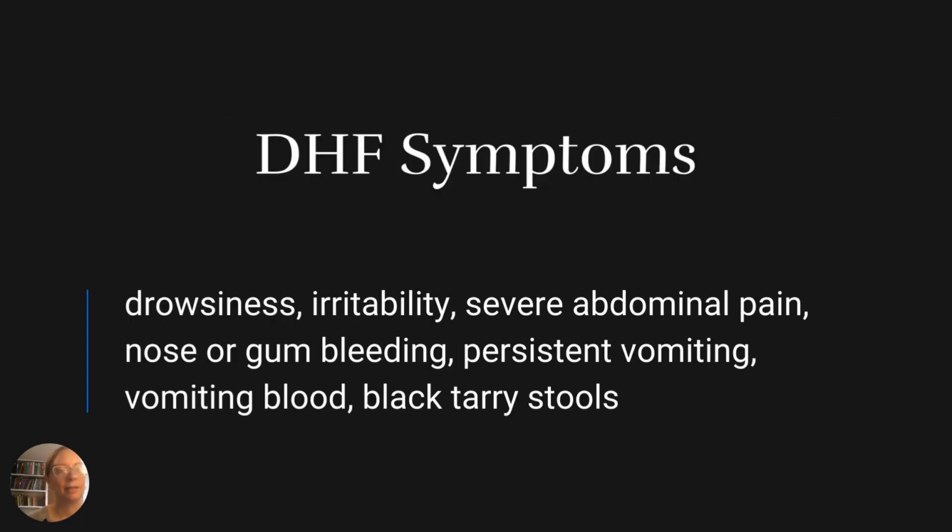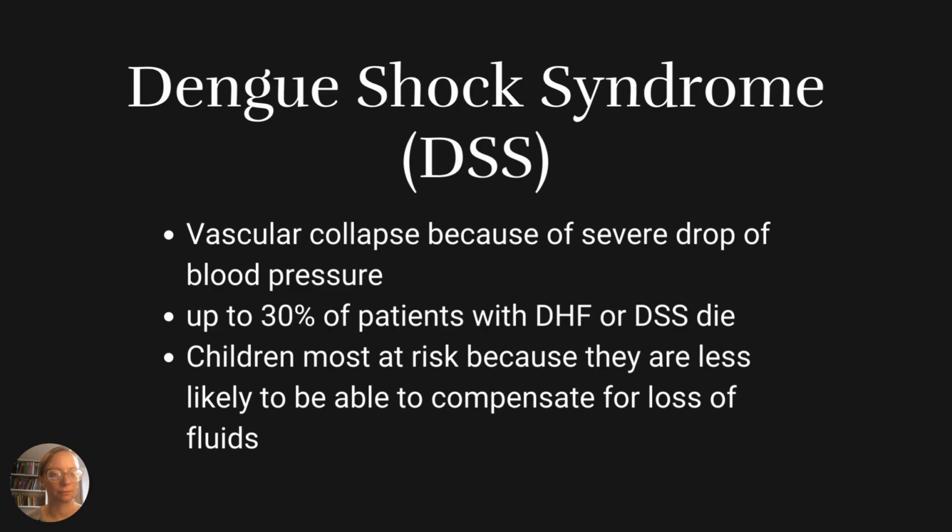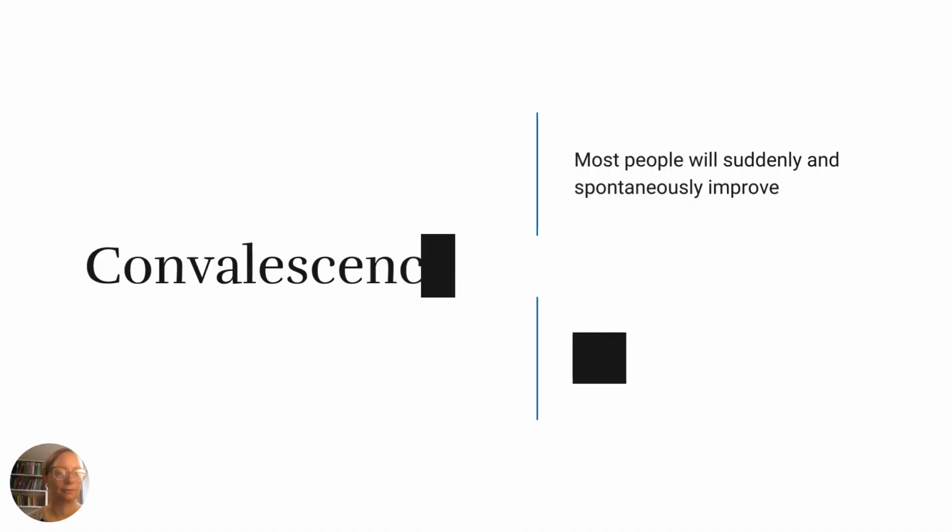Symptoms of dengue hemorrhagic fever include drowsiness, irritability, severe abdominal pain, nose or gum bleeding, persistent vomiting, vomiting blood, and black tarry stools. Dengue shock syndrome, also known as DSS, is vascular collapse because of the severe drop of blood pressure. Up to 30% of patients with DHF or DSS die, and children are most at risk because they're less able to compensate for the loss of fluids.